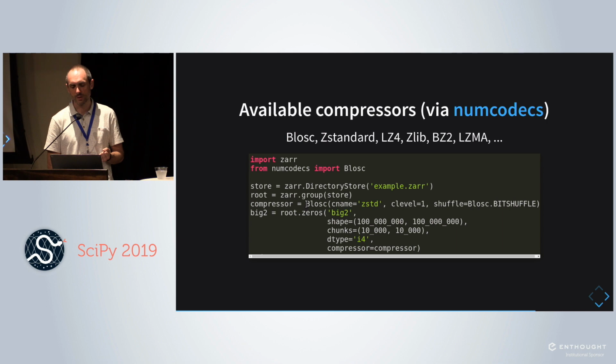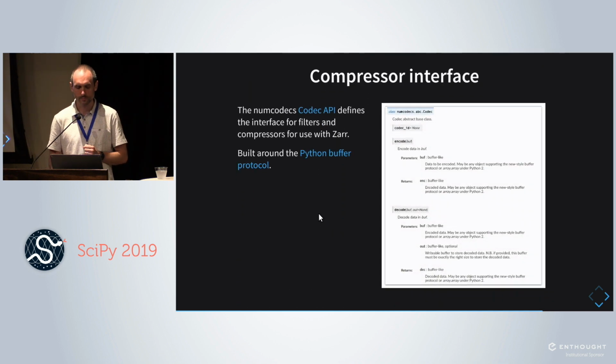it as a compressor. So here I'm using Blosc, but I'm using Zstandard as the internal compressor, and I'm using this bit shuffle filter. And then you just pass that in when you're creating your array. So that allows you to configure your compressor.